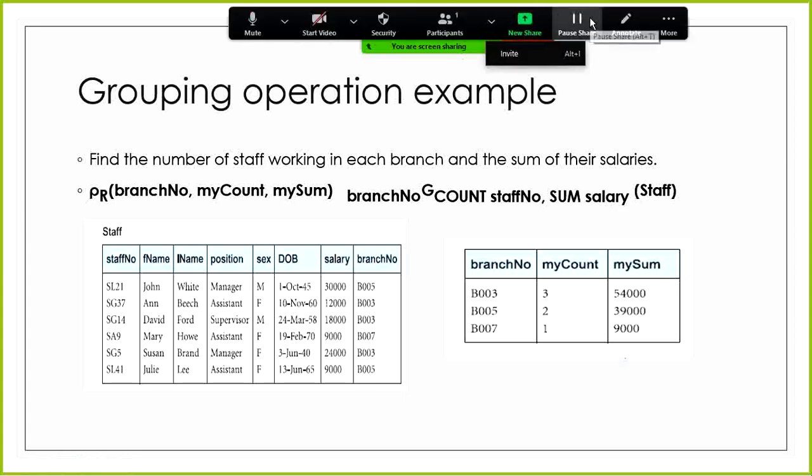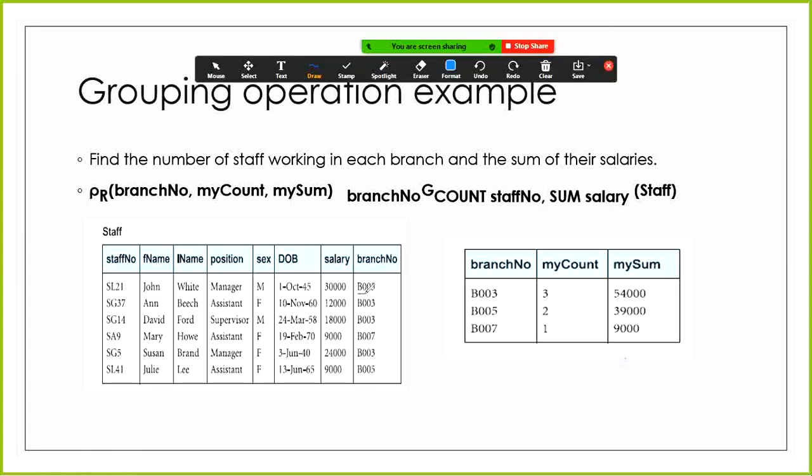For example, we have this branch number as B005. We have to find all the staff that belong to B005. First we have this SL21 staff number that belongs to B005 branch, and also we have SL41 that belongs to this branch. So if you count the total number of staff members that are working in B005 branch, we get 2. Now we have to find the sum of their salaries. We have this salary and we will add it and we will get this 39,000 as value.